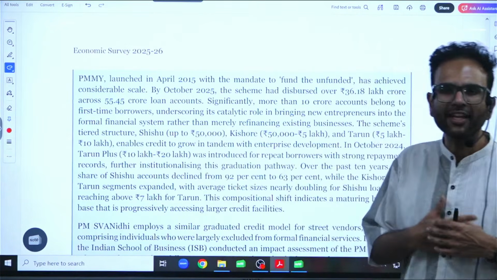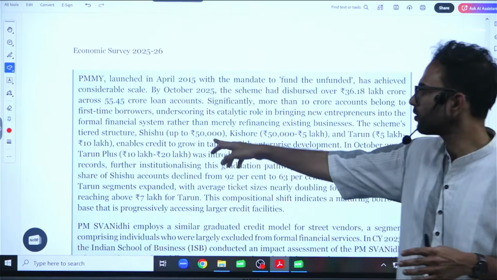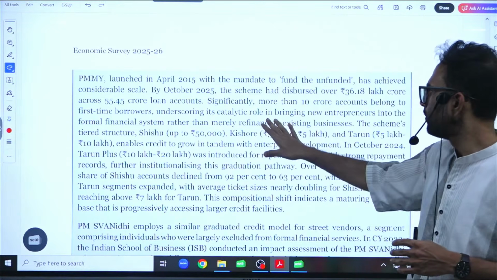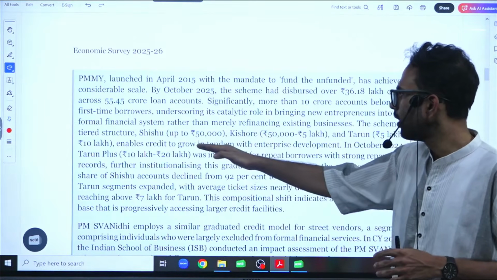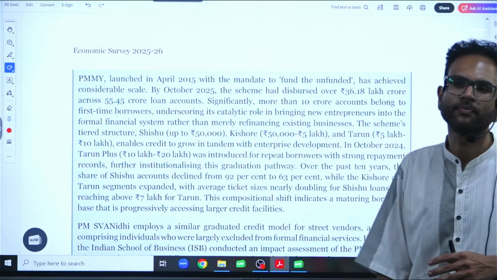If you are asking for a loan up to 50,000, it is called a Shishu loan. 3 to 5 lakh, Kishore loan. Tarun, 5 to 10 lakh. 10 to 20 lakh is Tarun Plus.